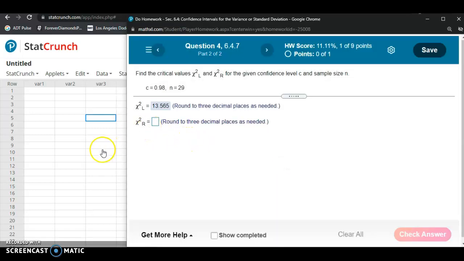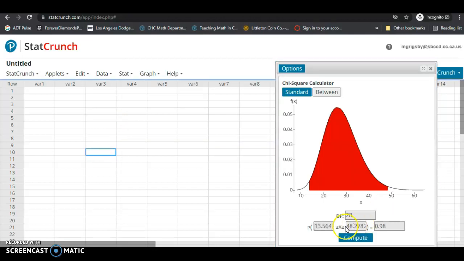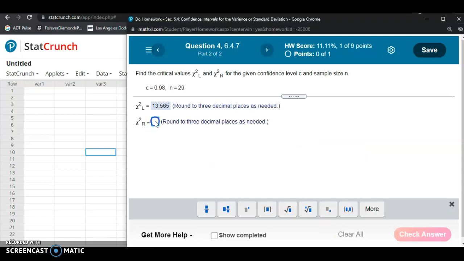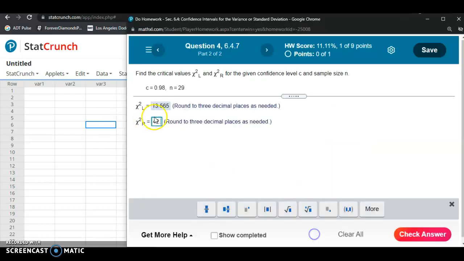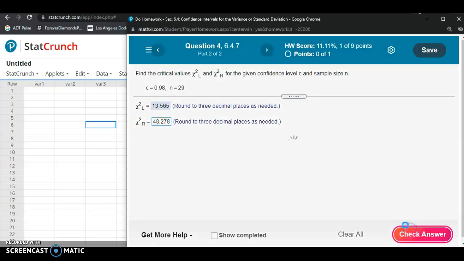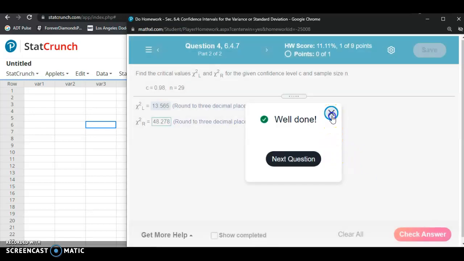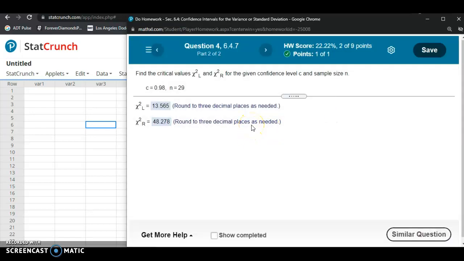Then the other critical value is the one on the right-hand side, so we're going to round that to 3 decimal places as well. So 48.278. That's how you find critical values from the chi-square calculator in StatCrunch.